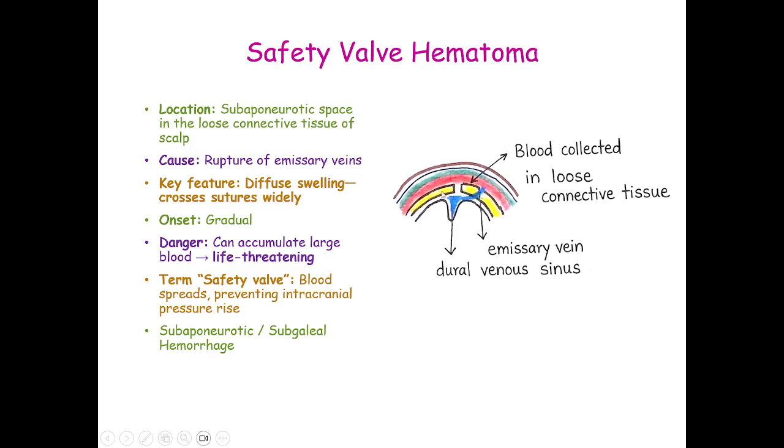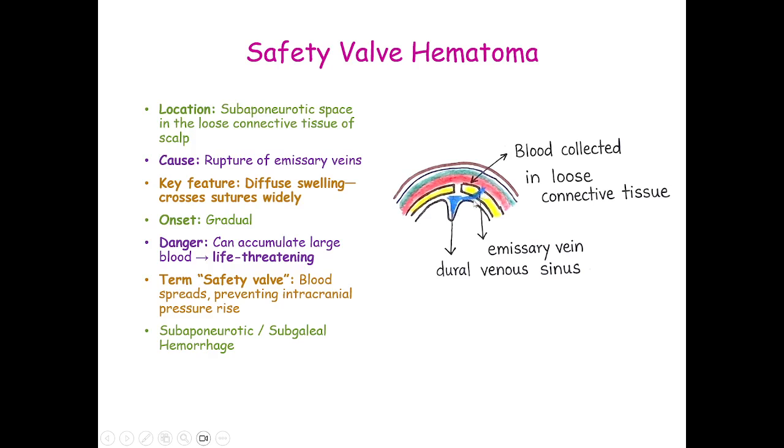Let us try to understand. The location is subaponeurotic, just underneath the galea aponeurotica. So, in the fourth layer, the dangerous area of the scalp, loose connective tissue, there is formation of diffuse swelling. Okay, what is the reason? This is the emissary vein connecting the blood vessels in the second layer with the dural venous sinuses.